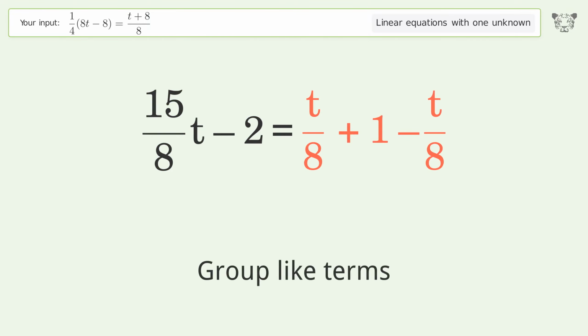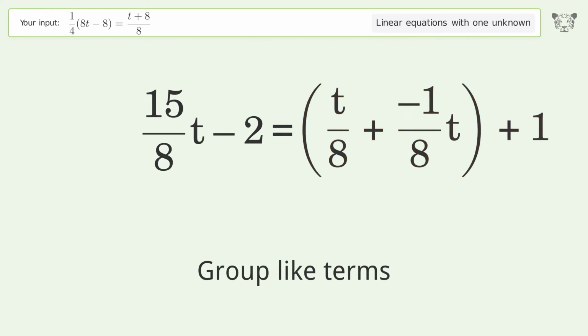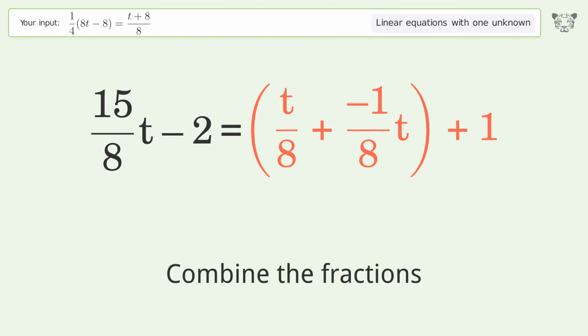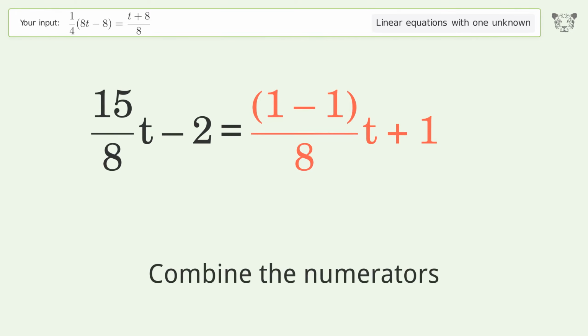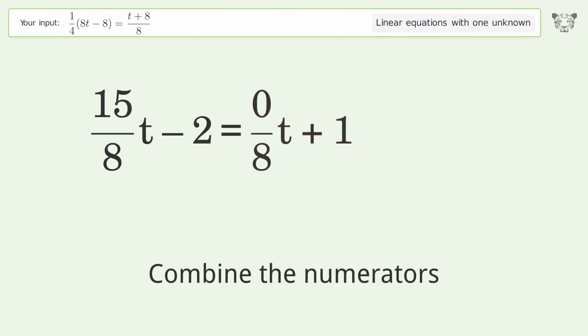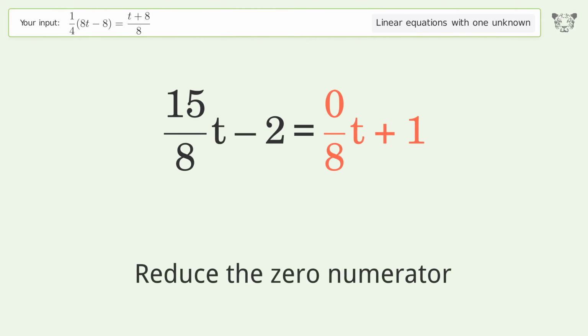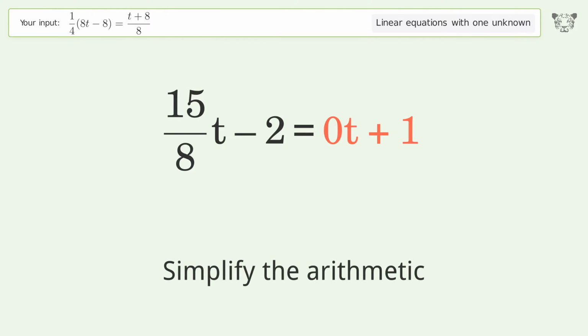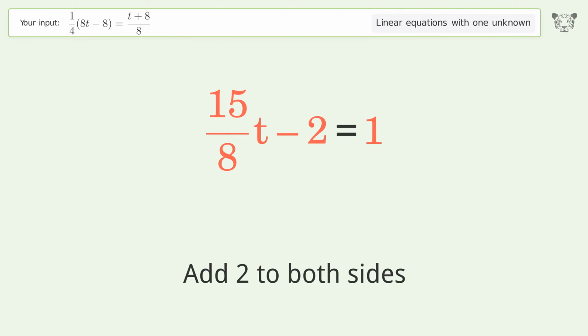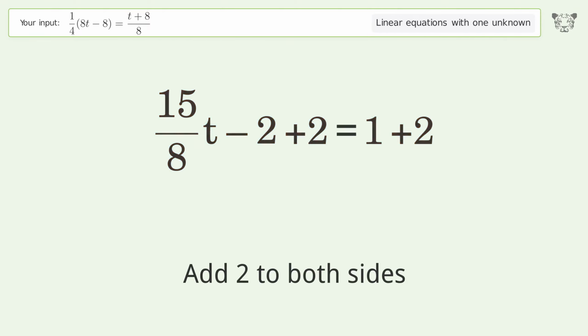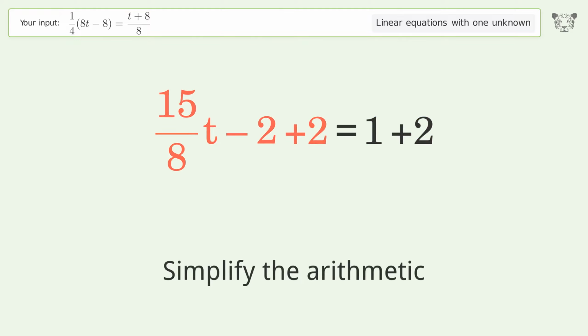Group like terms. Combine the fractions. Combine the numerators. Reduce the zero numerator. Simplify the arithmetic. Group all constants on the right side of the equation. Add 2 to both sides. Simplify the arithmetic.